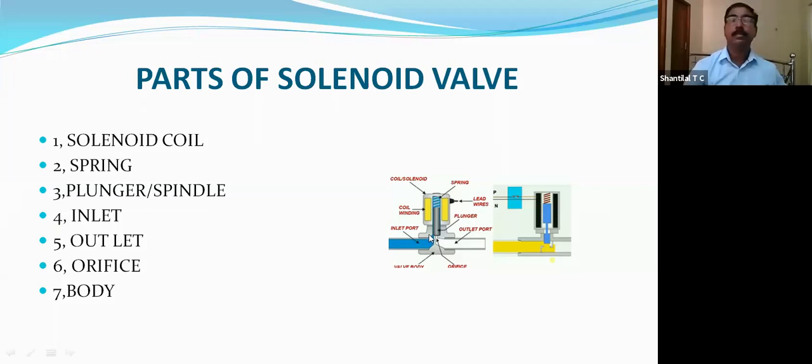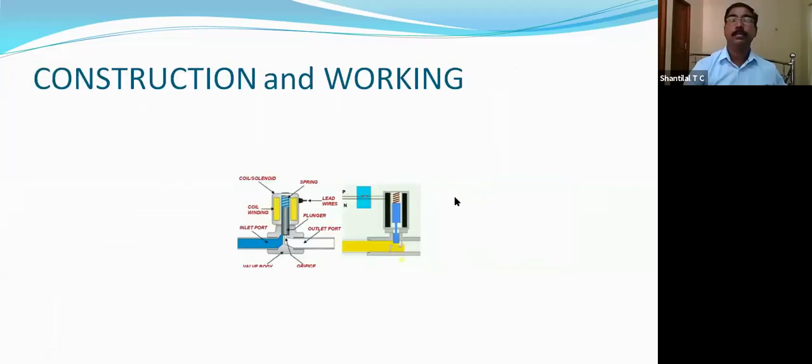Then the working: how does it work? When supply is given to this coil, the coil is energized. When the coil is energized, the plunger moves upwards. At that time, it will open the line for refrigerant or gas or any other fluid. We are also using it for vacuum purposes. Then the orifice is open and it allows the flow.